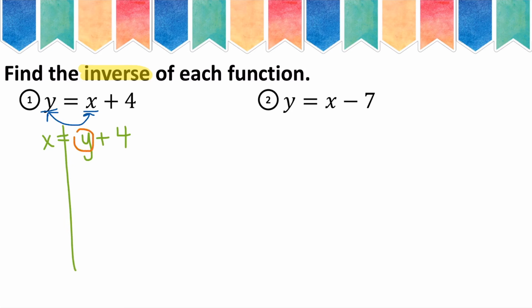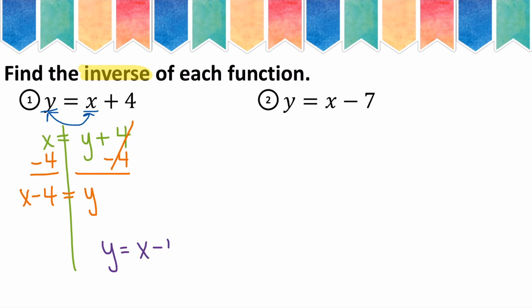To get y by itself, I will need to subtract 4 from both sides. 4 minus 4 cancels, y comes down, and on the left-hand side, I will simply put x minus 4. Now when we go to write our final answer, we always like to put y equals at the beginning. So I will write this final answer as y equals x minus 4.